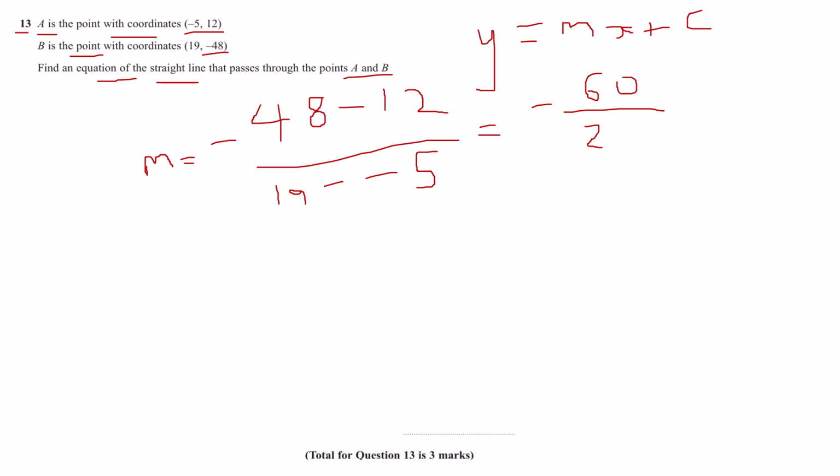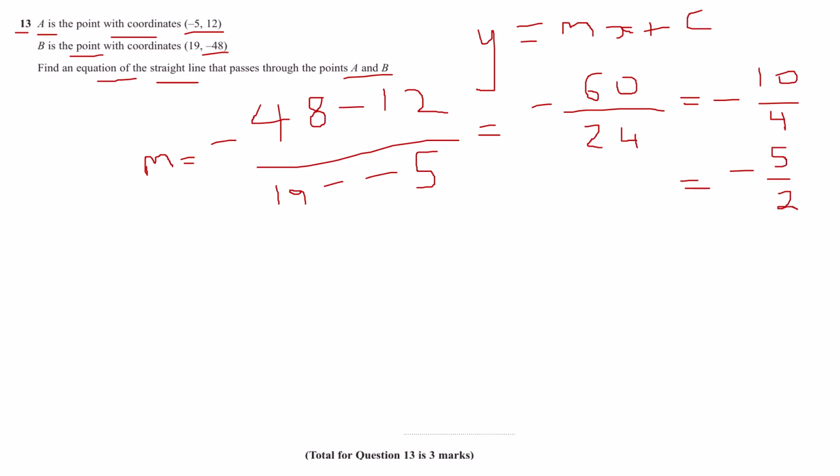Okay, so can we simplify this? We'll divide top and bottom by 6, and we get minus 10 quarters, divide top and bottom again by 2, and I get minus 5 halves. So the gradient here is minus 2.5 or minus 5 halves.